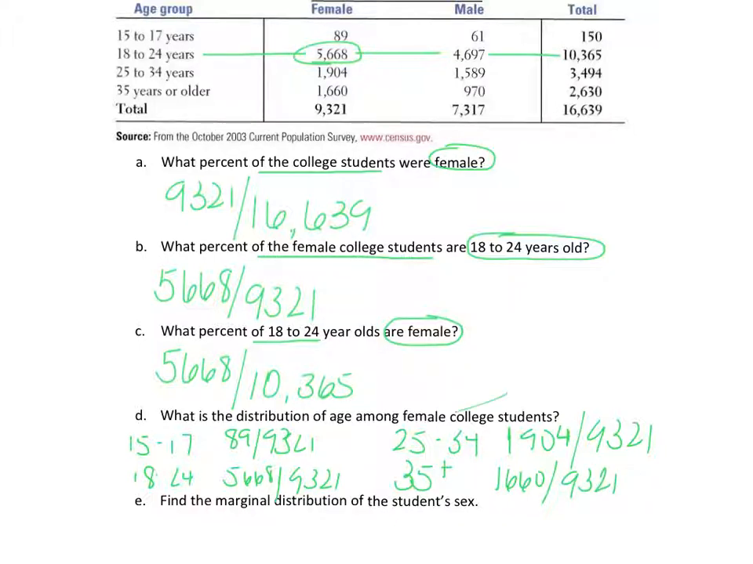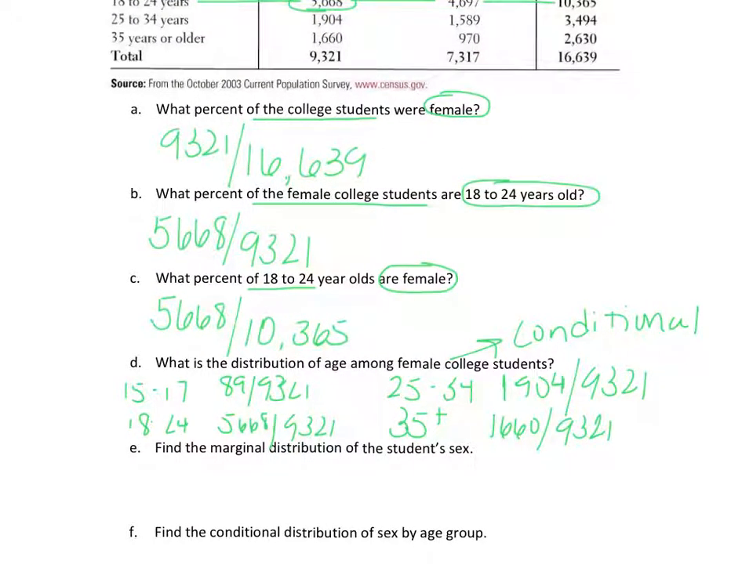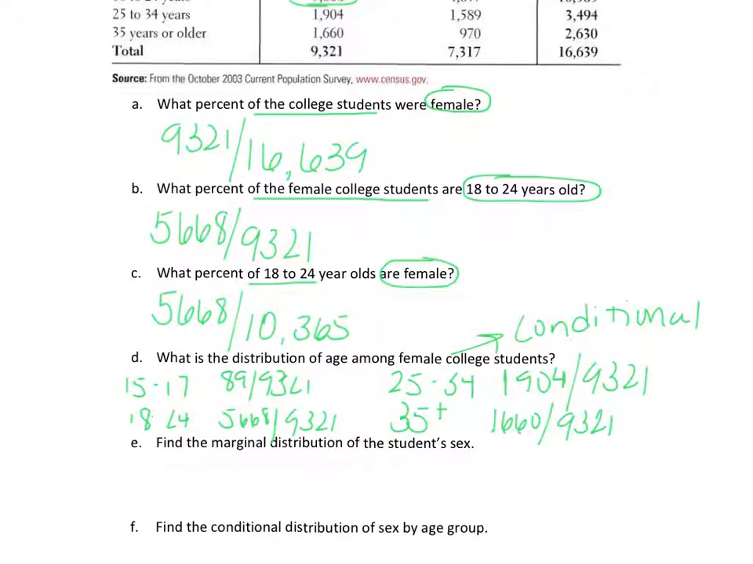So this is a conditional distribution. It's showing me how the ages are divided based on the condition of being a female college student. Okay, so that's conditional distribution. Now the question also asks me for the marginal distribution of the student's sex. So the marginal distribution is dealing only with one variable, in this case, the sex.